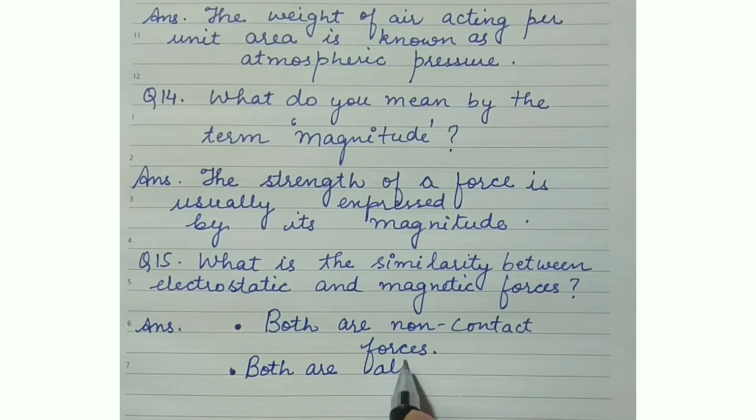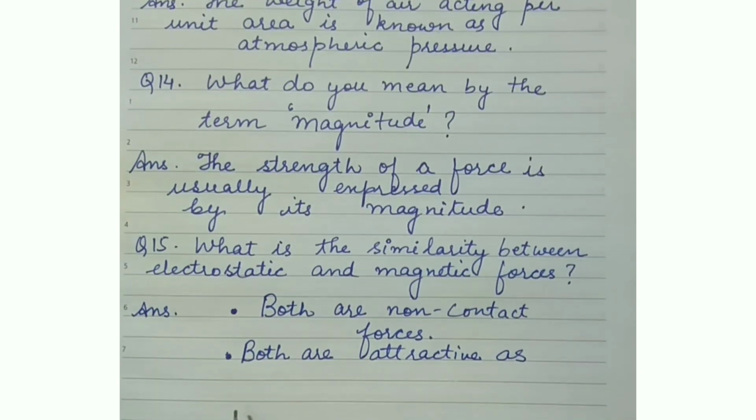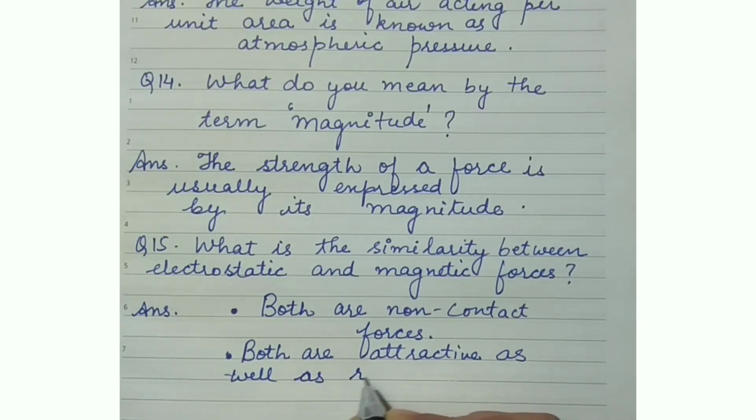And the second one is, both are attractive as well as repulsive forces. In the case of electrostatic, like charges repel and unlike attract, and in magnetic, like poles repel and unlike poles attract each other. These are your important questions of chapter number 11.